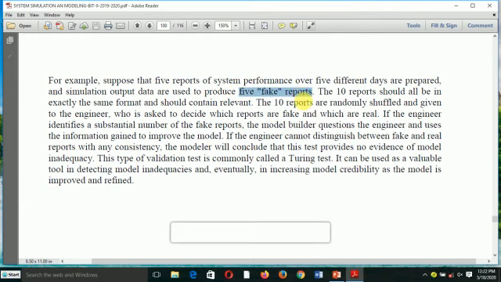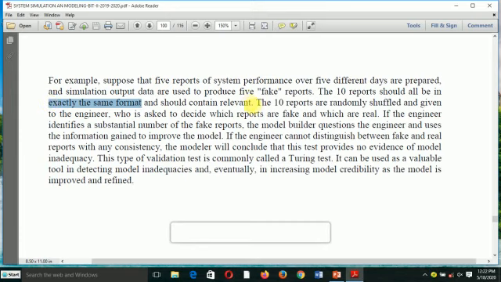So you have simulation data which produces 5 fake reports. So the 10 reports should be in... Here you are having 5 reports which are correct, and 5 fake reports. So the total is 10 reports. The 10 reports should be in exactly the same format.